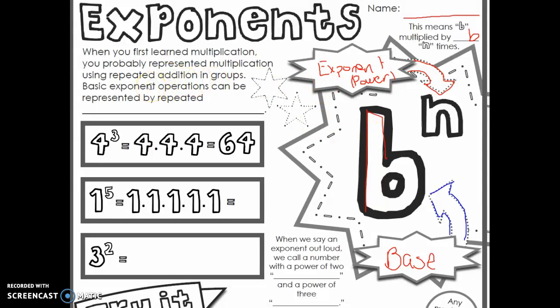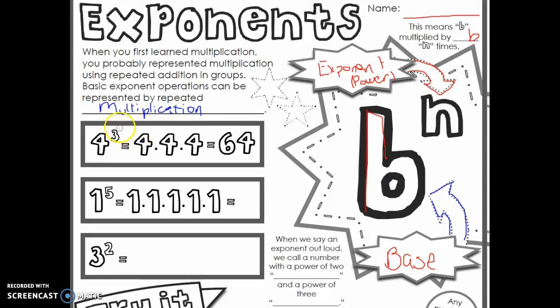It says when you first learned multiplication, you probably represented multiplication using repeated addition in groups. Basic exponent operations can be represented by repeated multiplication. That's really what exponents are. It's just repeated multiplication, so we don't have to write it all out. It's a lot easier this way. That's multiplication. I'm hoping you can read my writing. So there are several examples given.